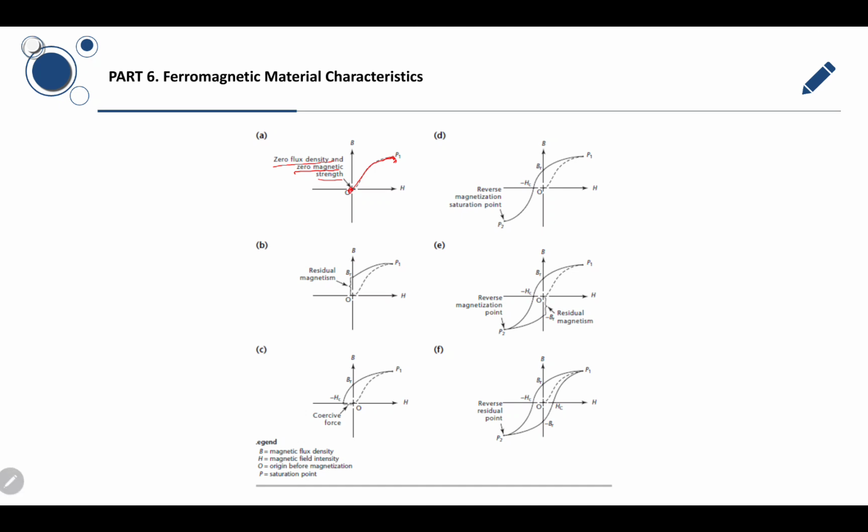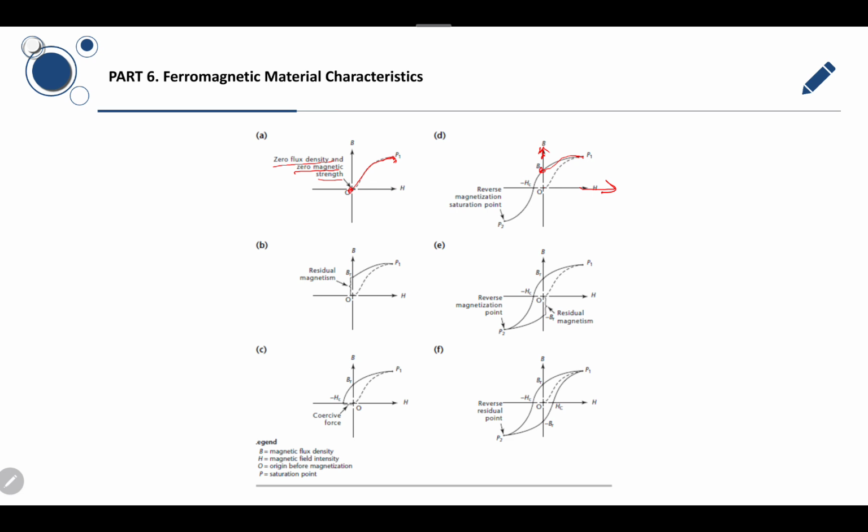The P1 is the saturation point. At this point the flux density, B is the flux density, reaches its maximum, meaning no further increase in B occurs, even if you keep increasing the magnetic field intensity. At saturation, all magnetic domains within the material are aligned. So when the applied magnetic field intensity is reduced to 0, the material still has some magnetism. So it can't reach 0 again.